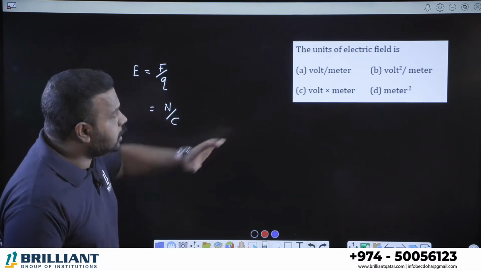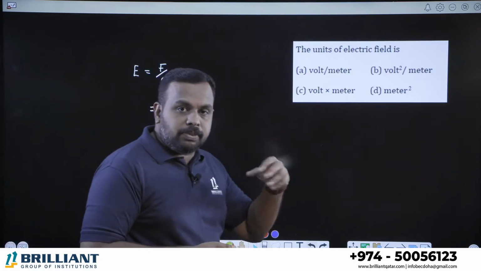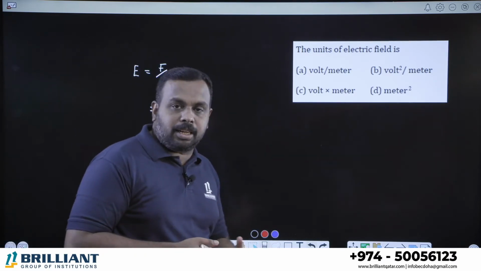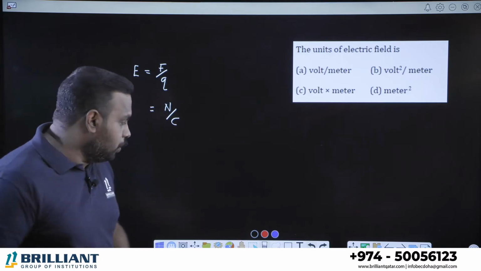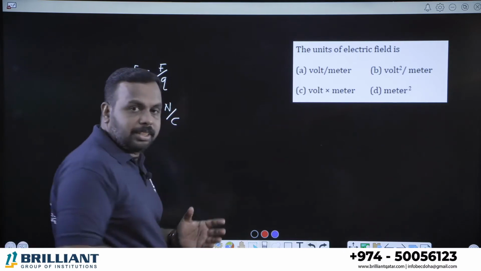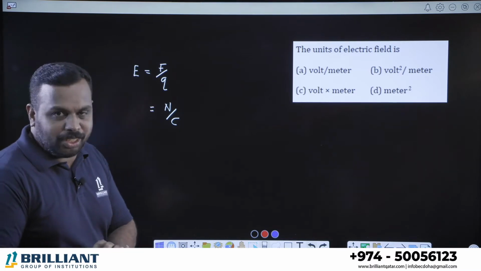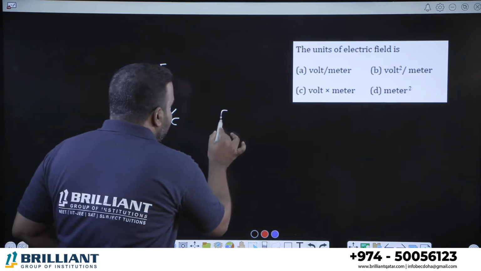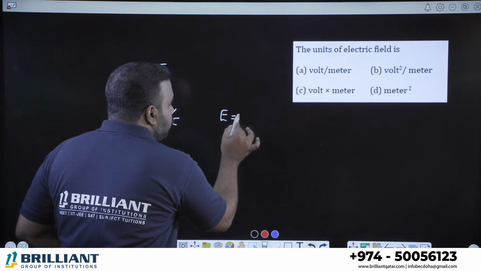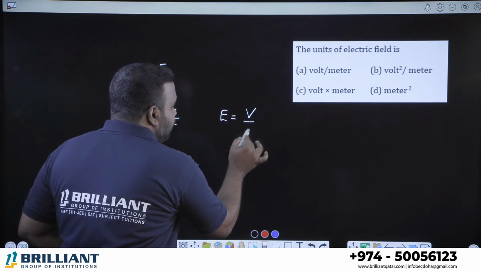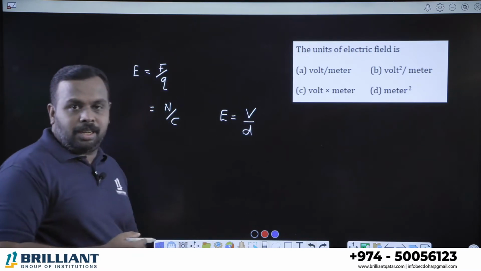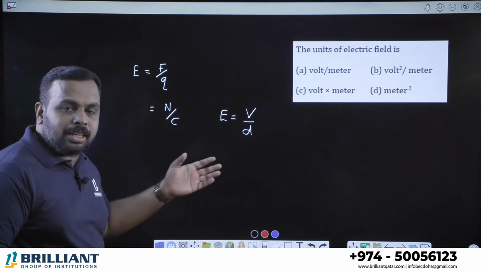But you can't see such a unit here. That means we have to use some other formula for the electric field intensity. Hope all of you remember, we have another relation, that is a relation between electric field intensity and electric potential. What is that? In a uniform electric field, you know that E is equal to V upon D, where V is the potential difference, D is the distance. So this is another familiar formula.